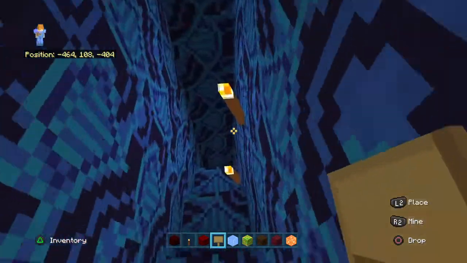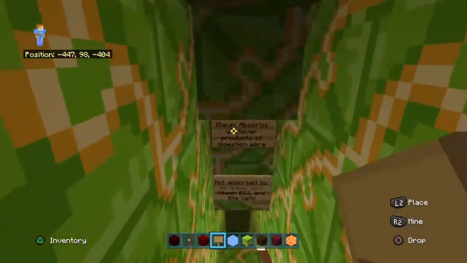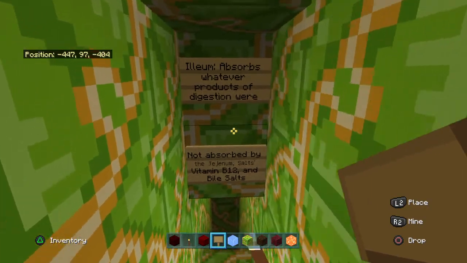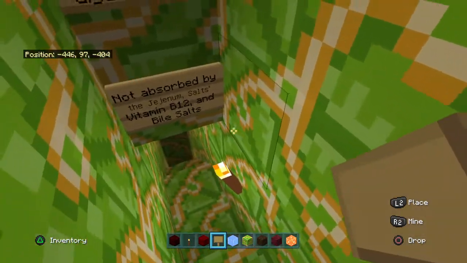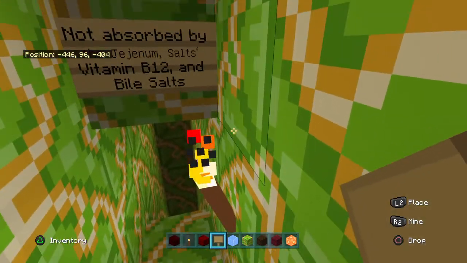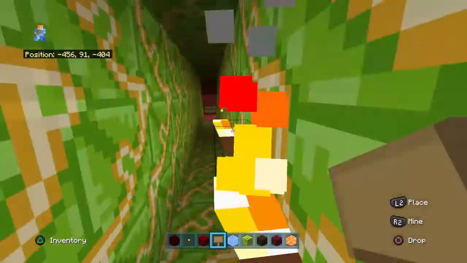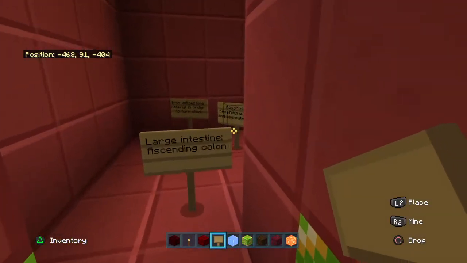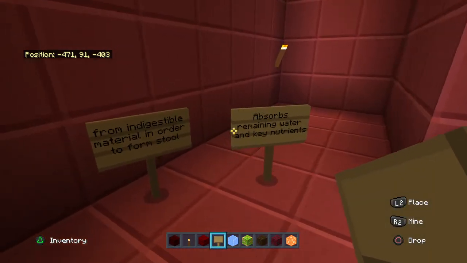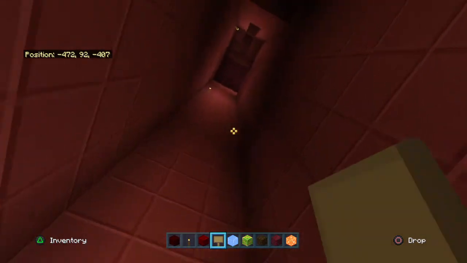And continuing through the small intestine, we also have this other end of the small intestine, which is called the ileum, which absorbs whatever products of digestion were not absorbed by the jejunum, such as salts, vitamin B12, and bile. And continuing through the ileum, we have the large intestine, and specifically we have the ascending colon, which absorbs remaining water and key nutrients from indigestible material in order to form stool.